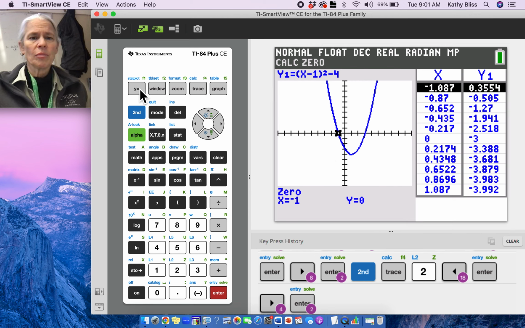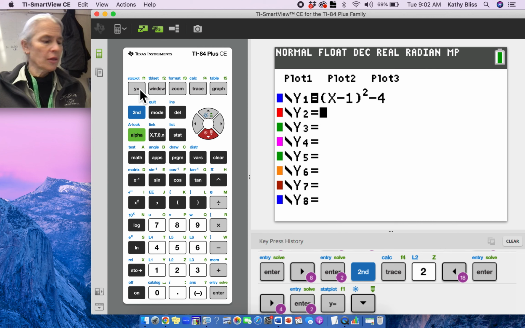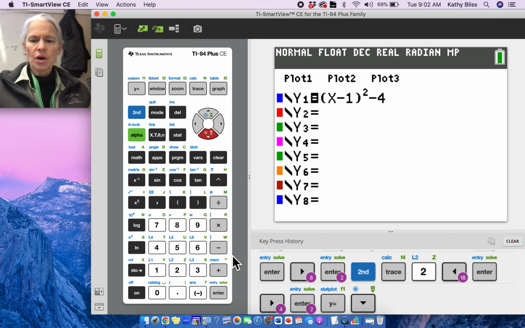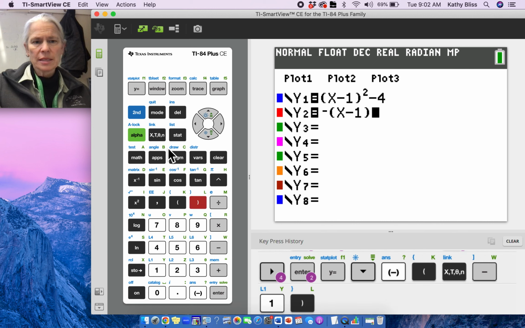Okay? Let me show you one more. So we're going to delete this. Actually, I'm going to put another graph in, and I'm going to put in negative x minus 1 times x plus 2. So I'm going to use this negative sign down here and use my parentheses for x minus 1, parenthesis x minus 2. And you can do all the same things again.